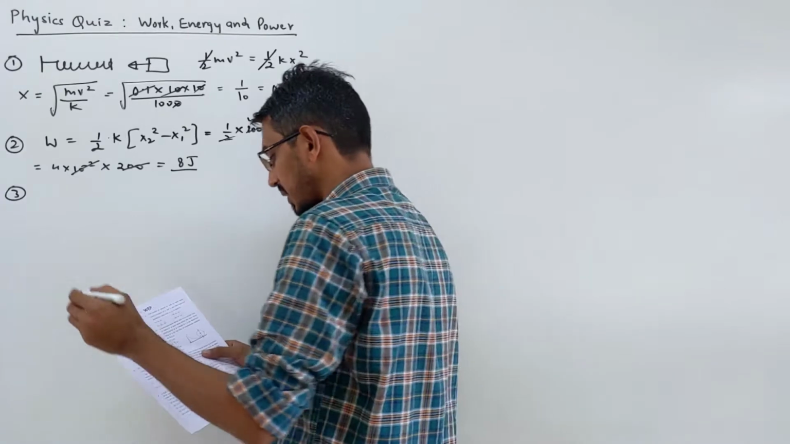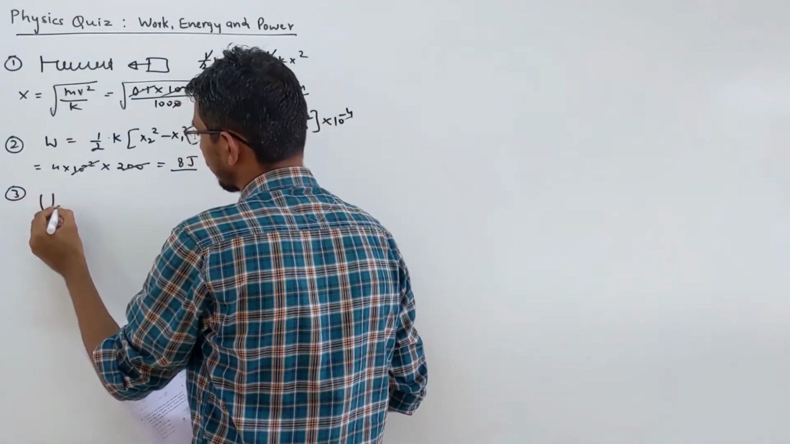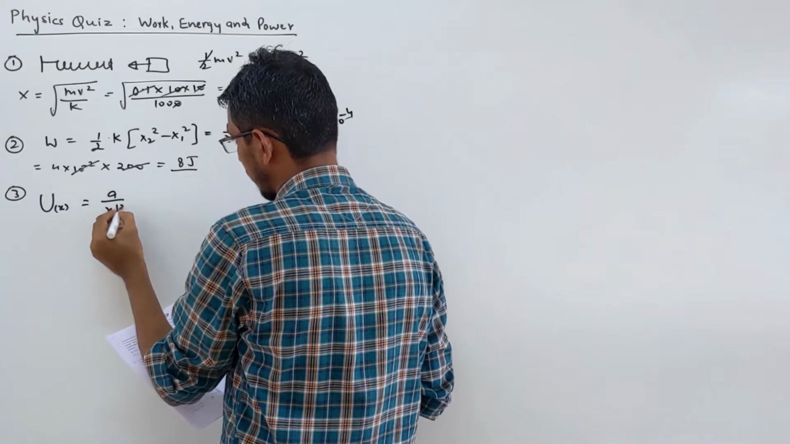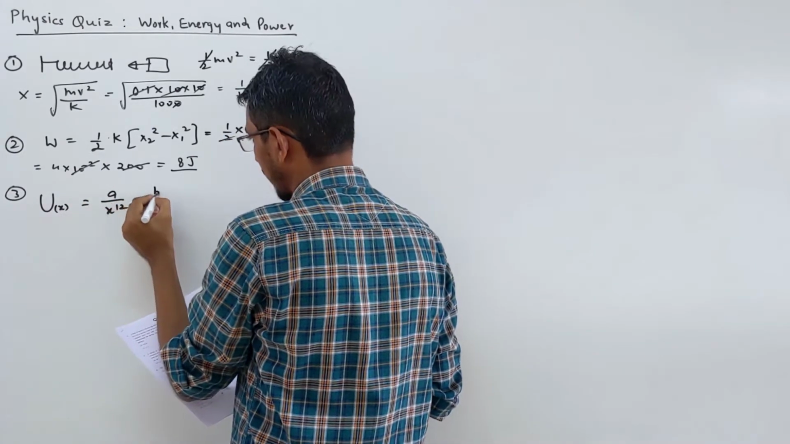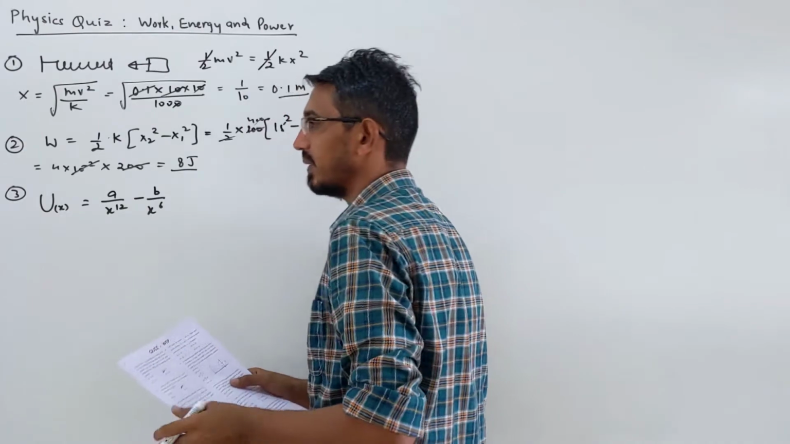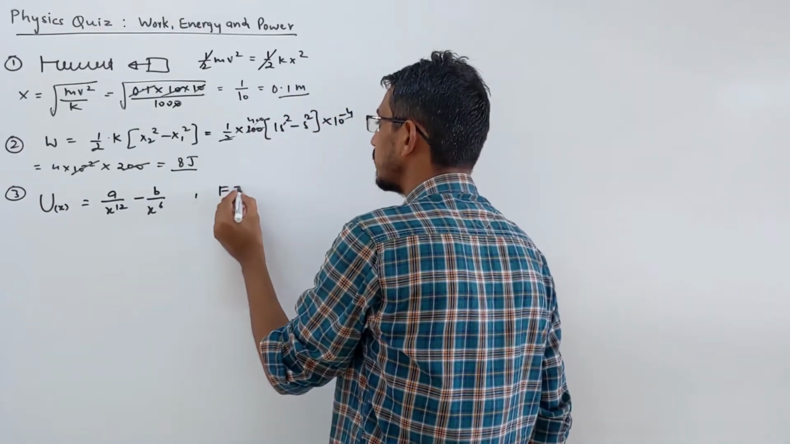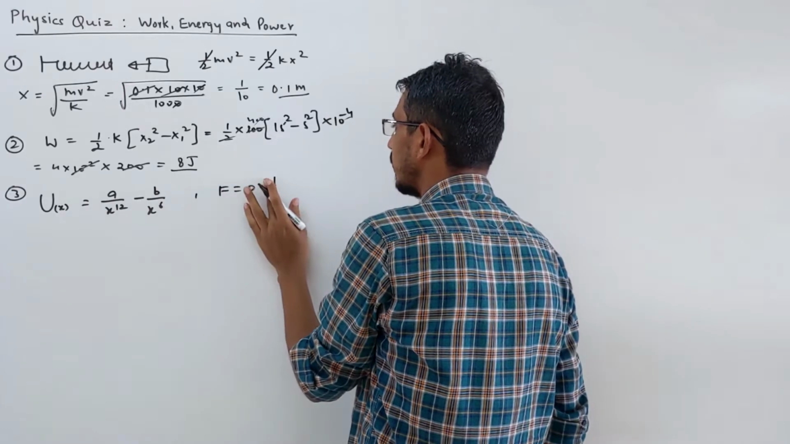So what is given to us? Potential energy is given as U, which is A upon x power 12 minus B upon x power 6. This is given. So you have to find the condition of equilibrium. For equilibrium we know that either force should be equal to 0, where force is also equal to minus dU by dx.